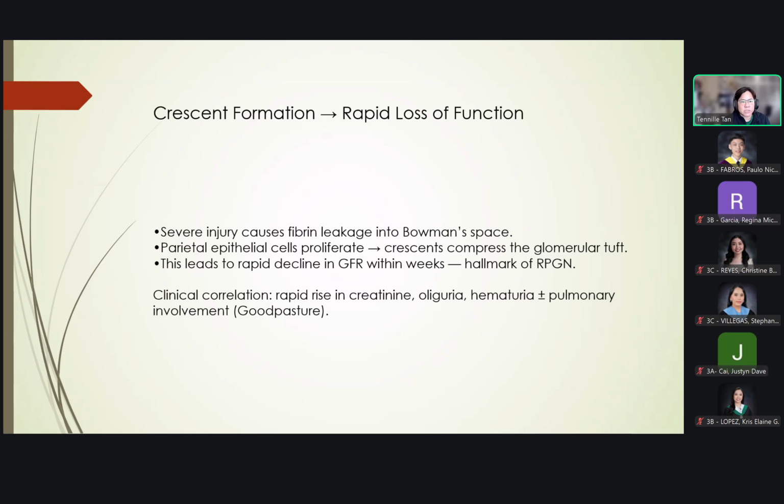So clinical correlation here is a rapid rise in creatinine, oliguria, hematuria. If there is hematuria with some pulmonary involvement, this is usually something like what we call Goodpasture syndrome.